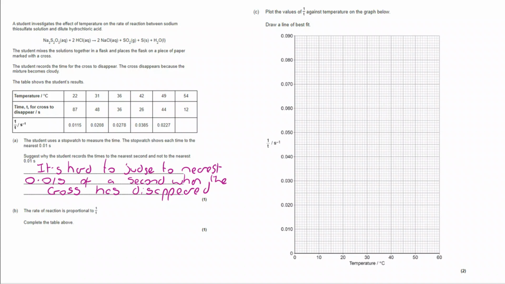On to B, the rate of reaction is proportional to 1 over T. So you need to complete the table above. We've got one gap here. We've got a T of 12. So we want 1 over T, which is 1 over 12, which is 0.083. So I'm putting that figure in here.